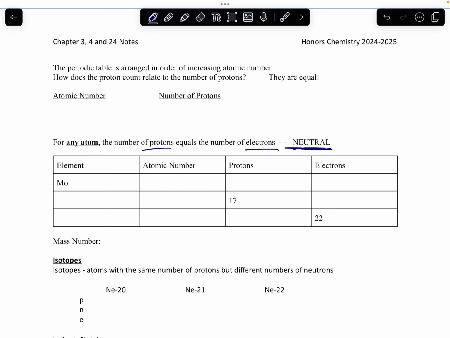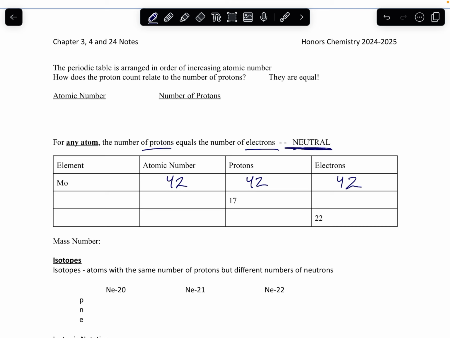If I look at a periodic table, you should have one in your binder right in the very front if you don't have one with you. Starting off, if I look up molybdenum, molybdenum is kind of right in the middle of the periodic table, a little bit down from the top of the center. It has the atomic number 42. So that means it's got 42 protons, and because it's neutral, it's also going to have 42 electrons.